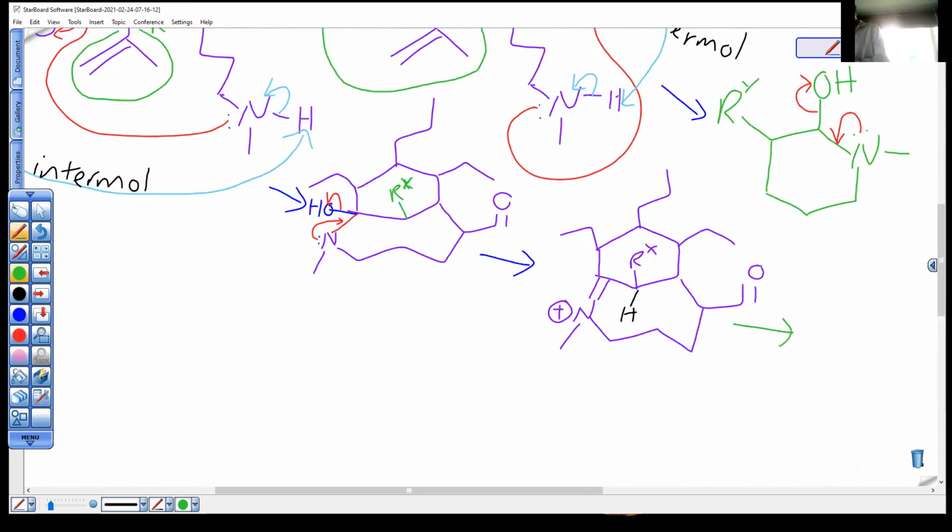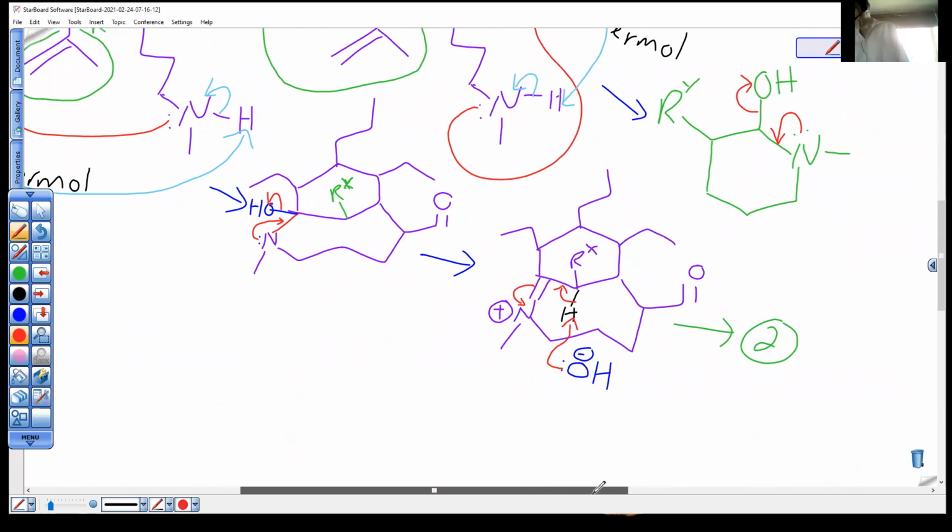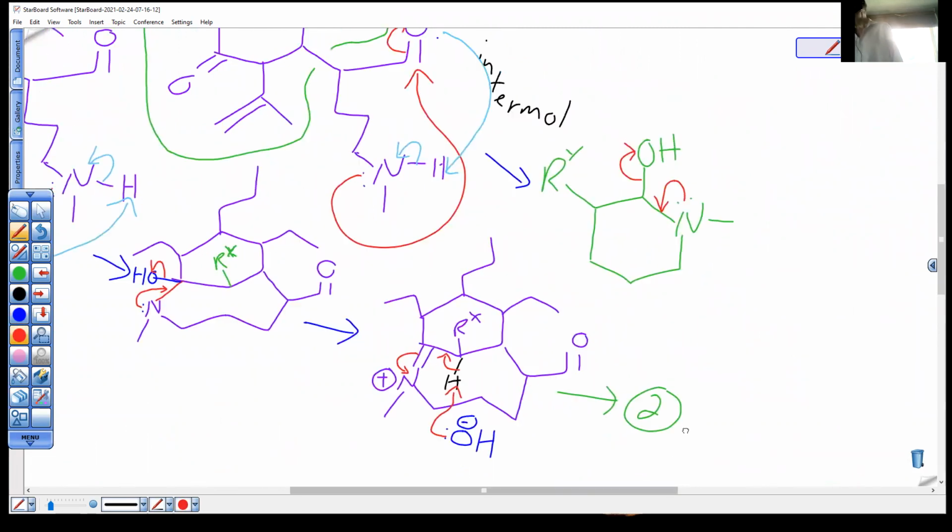This has to go to 2. And the hydroxide you made when you booted it off, the hydroxide is here. And you just do acid base and resonance to get to 2. And over here, we're going to finish this and get to 1. I don't want to go more to the right if I don't have to. So we're up here. We got an RY and double N methyl plus here.